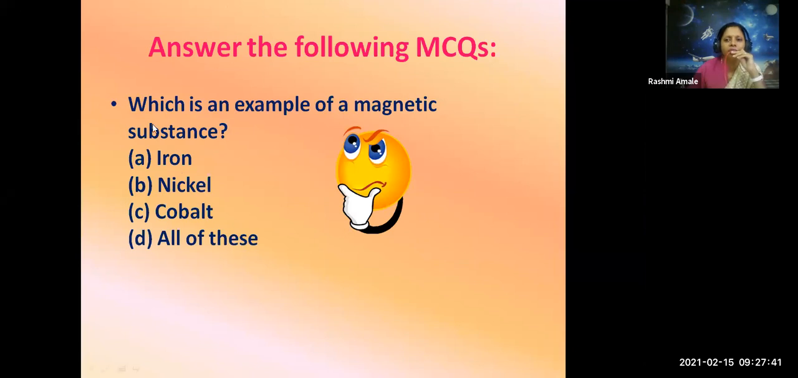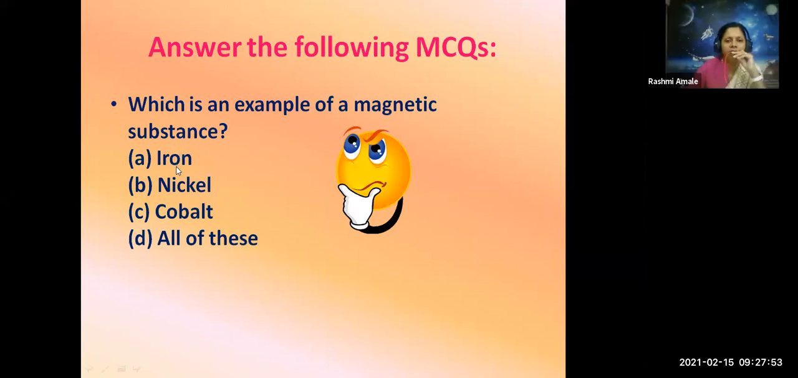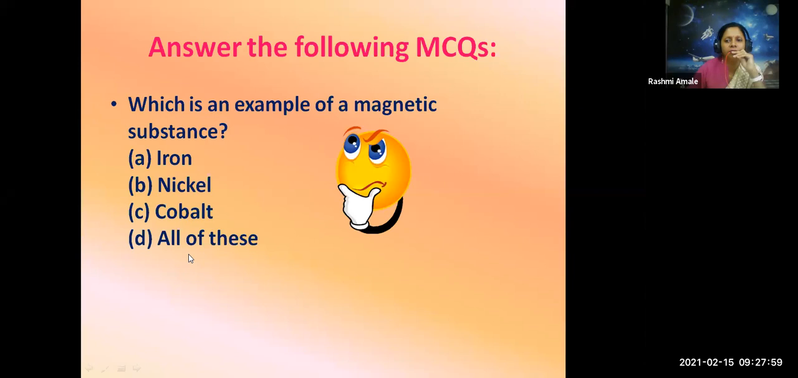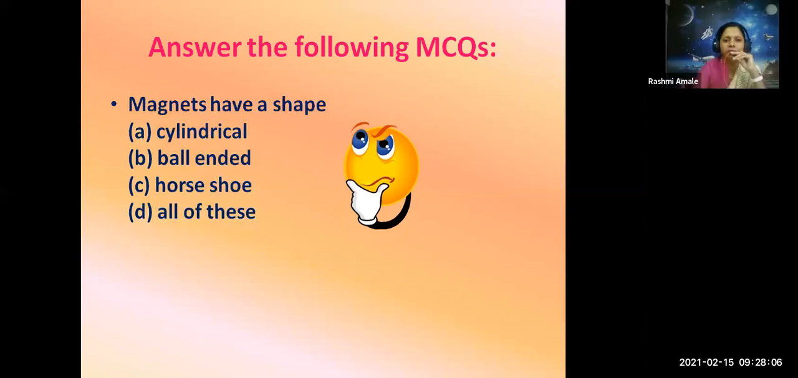Who will read this question? Which is an example of a magnetic substance? And the options are iron, nickel, cobalt, copper, all of these. So what is the correct answer? All of these. Very good. All of them are magnetic substances.